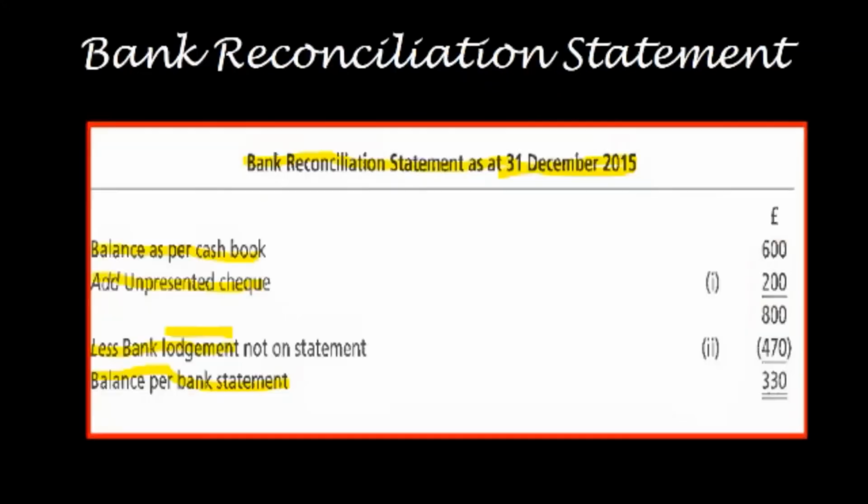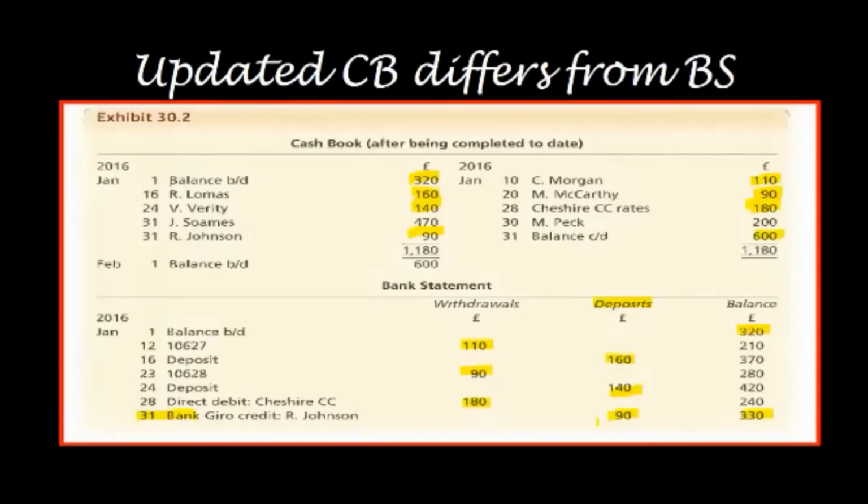unpresented, what we'll do is we'll list all of them here and add them together and get this figure. In this case, is only 200, right? And we only have one deposit of 470. So we take the cash book balance of 600, and we add the 200, we'll get 800. And from that, we minus the amount in the bank, and we get 330. This here supposed to equal what we have in the bank statement. When we check it here, we'll see that that is so, right?